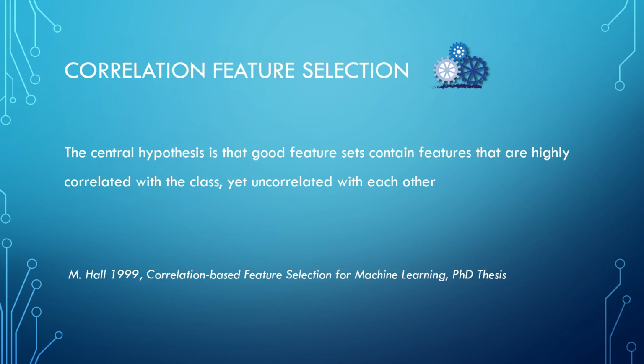In fact, the central hypothesis of correlation feature selection is that a good set of features, this is, a good set of predictive variables, contains variables that are highly correlated with the class or the target, but uncorrelated with each other. You can read more on this in this PhD thesis. I added a link in the additional reading resources bonus section at the end of this course.